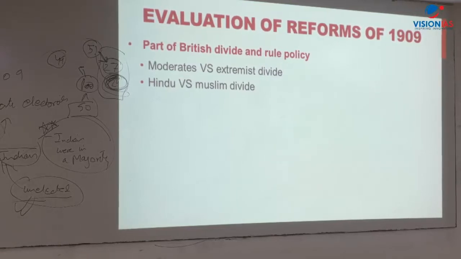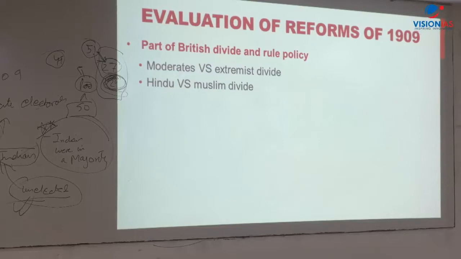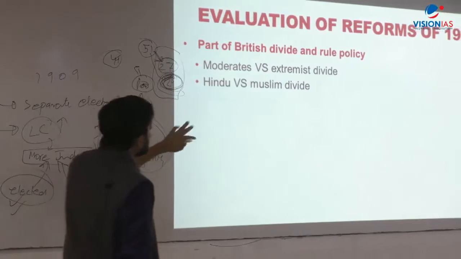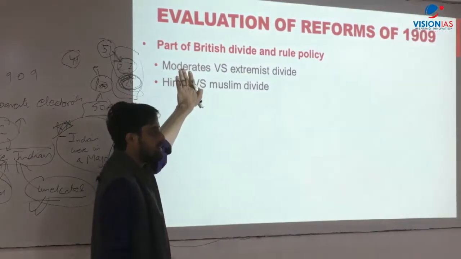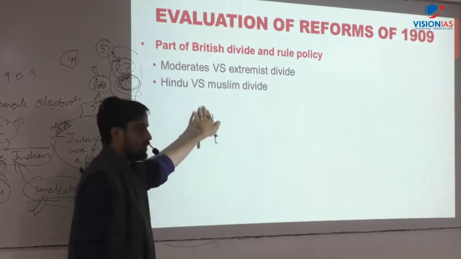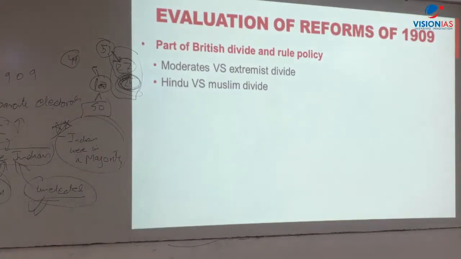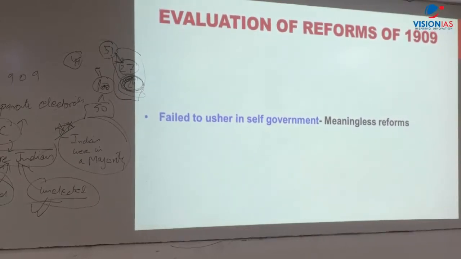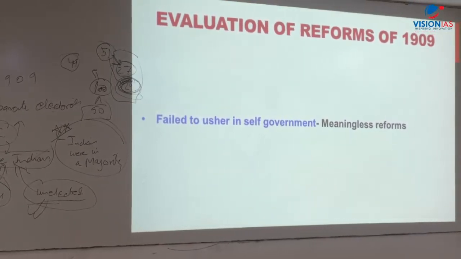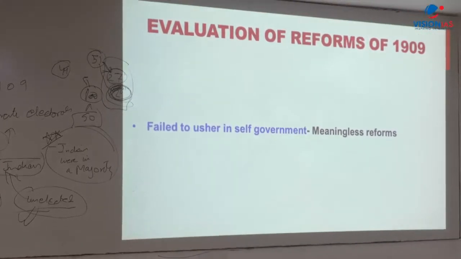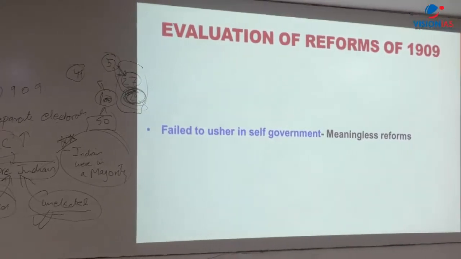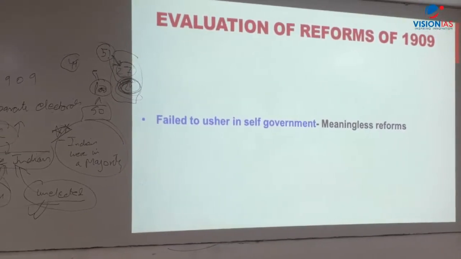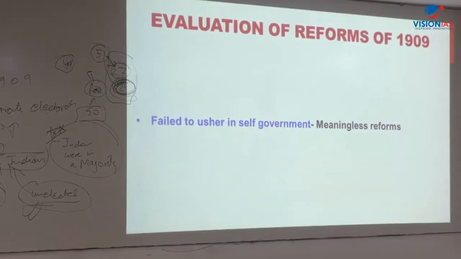But on the other hand, when you look at the impact or significance of the reforms of 1909, they were a part of the British divide and rule policy, and played a crucial role in dividing the moderates and the extremists on the one side, and the Hindus and the Muslims on the other. Many students, when they write about the impact of the Minto Reforms, only write that it was part of the divide and rule policy vis-a-vis the Hindus and the Muslims. But it also helped divide the moderates and the extremists, which led up to the Surat split, because the promise of these reforms came much before.